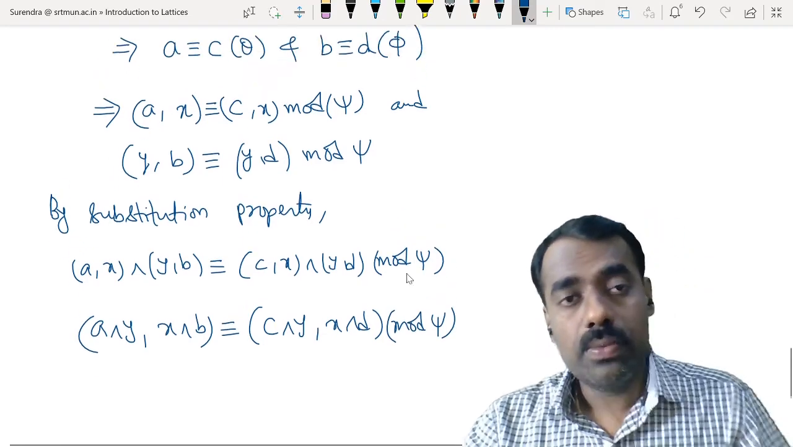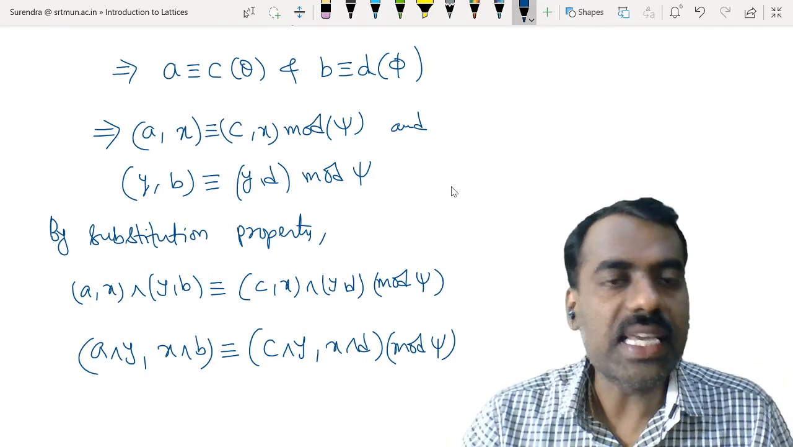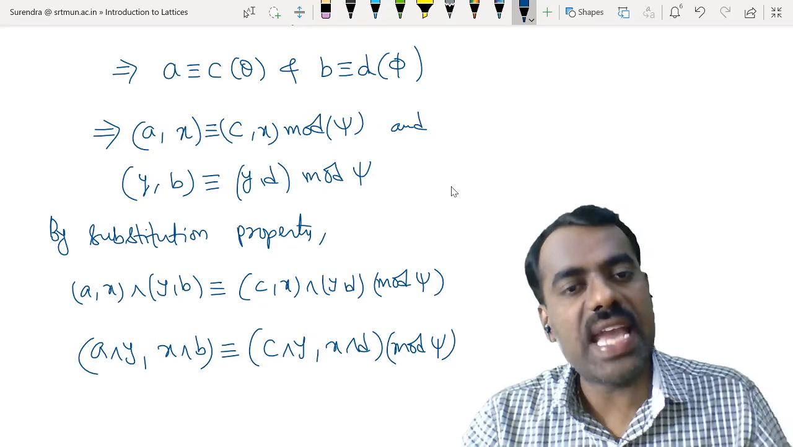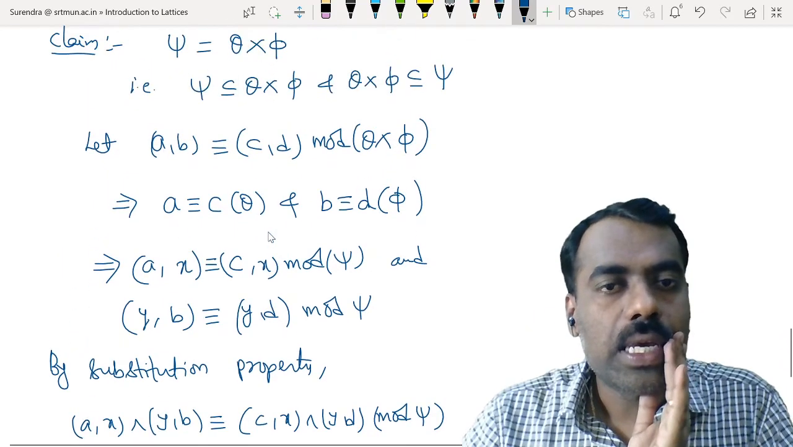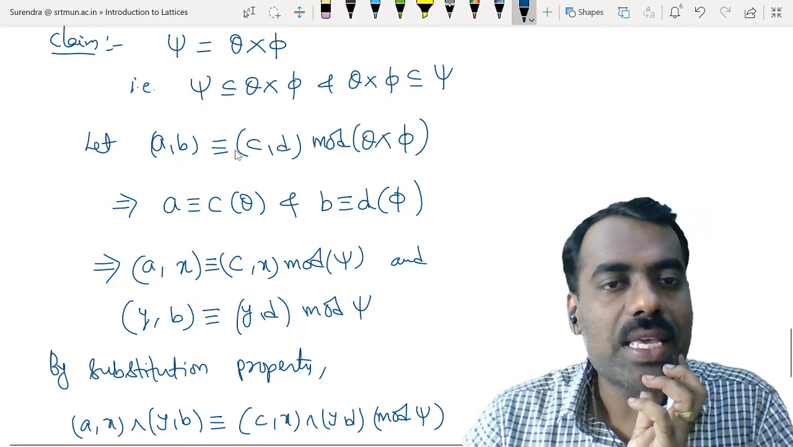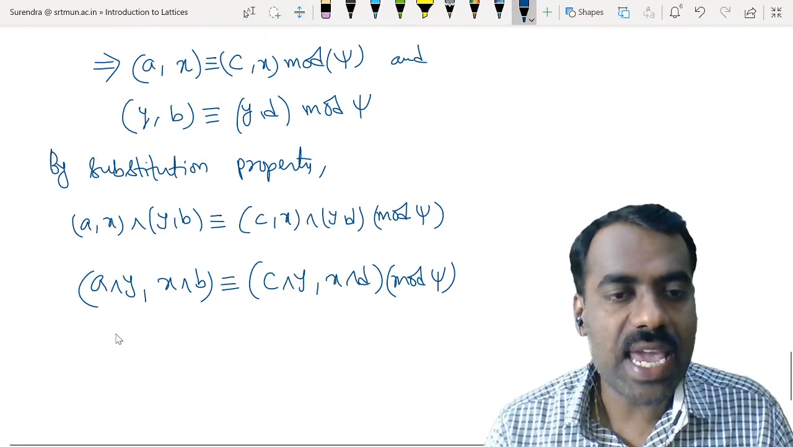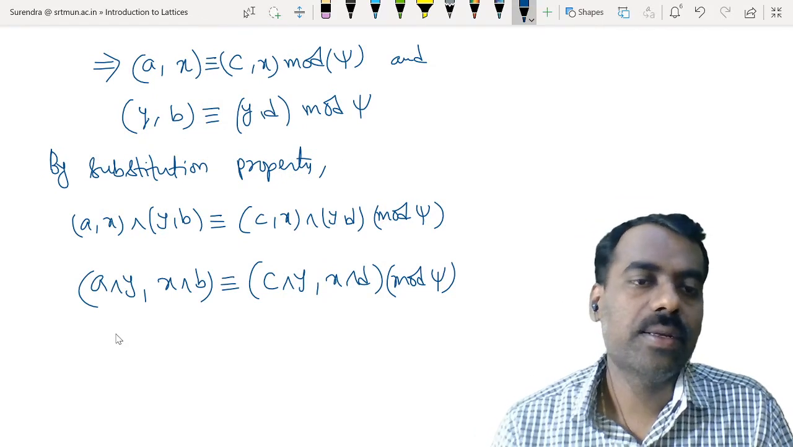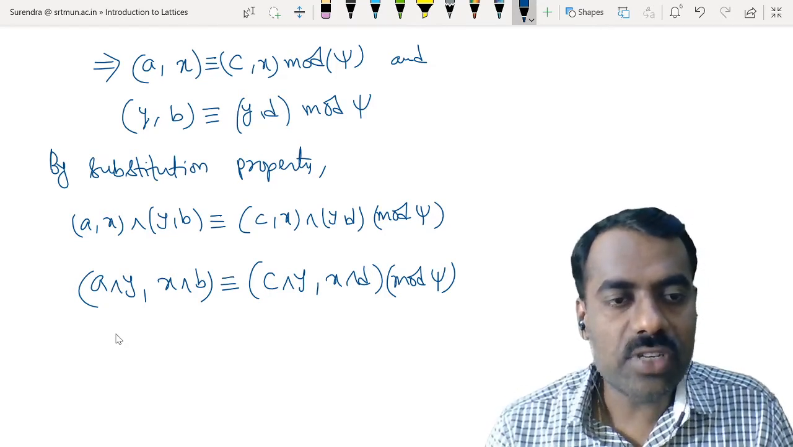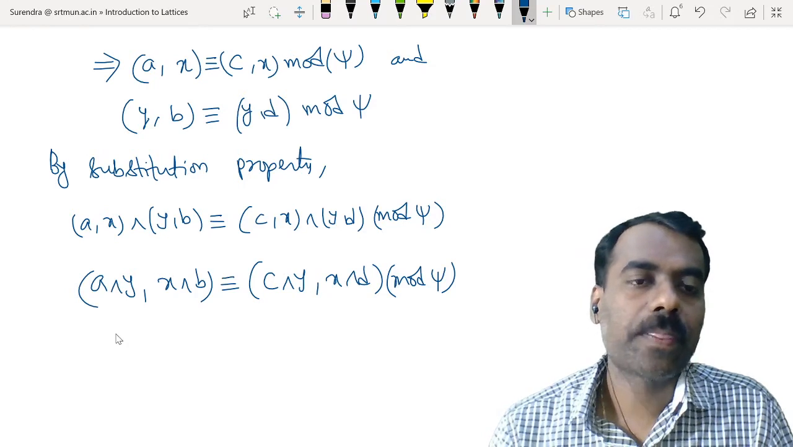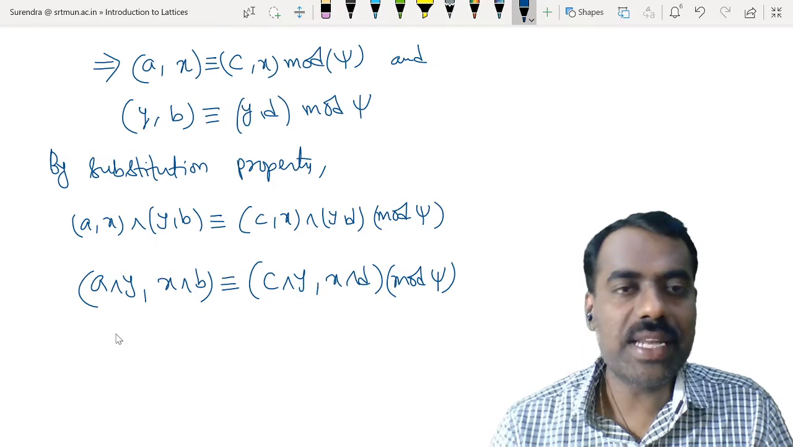Now because this is true for any x in K and any y in L, we will select our x and y suitably. What do we require? We require that A comma B is congruent to C comma D modulo psi. So somehow we should get A and B here, and C and D here. We have to select x and y in such a way that here we get A and here we get B. Similarly, here we should get C and here we should get D. So can somebody tell?